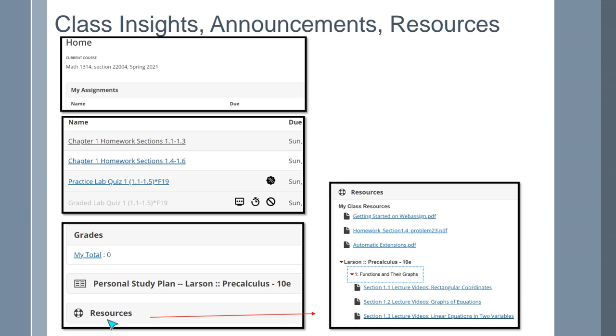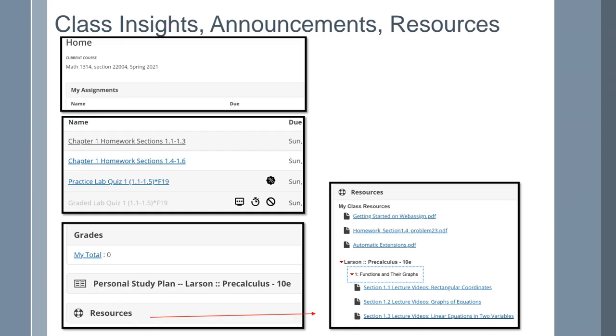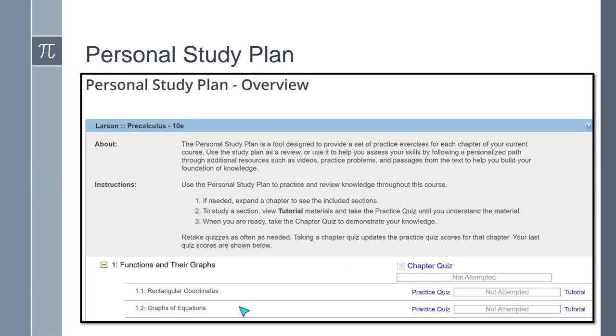And so this tab here is if your instructor has made available, for example, the lecture videos, the book, or the PowerPoints, they would be listed here, or any other resources that your instructor has provided for you. The other button that was here, the personal study plan, this is just an opportunity to get extra practice. It's not for a grade, and it's just for you to practice if you want to get extra examples.